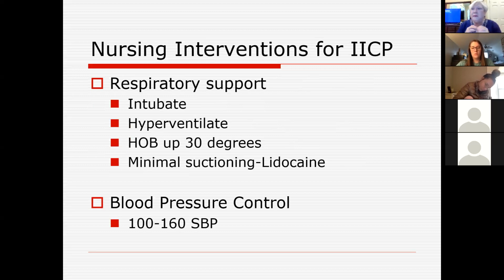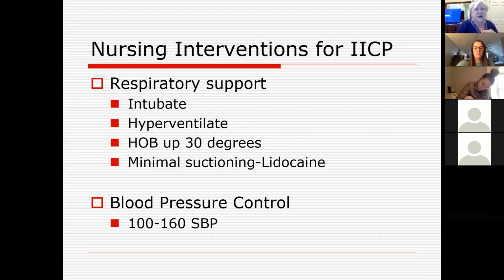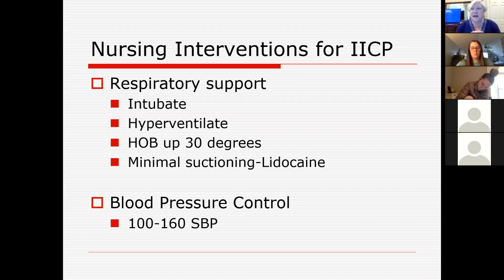We also are worried about our respiratory status. A lot of patients with increased ICP require intubation because they cannot maintain their airway. Their decreased level of consciousness means they're going to have trouble and they're going to require intubation. We will electively paralyze them and intubate them. We will hyperventilate them. Why?